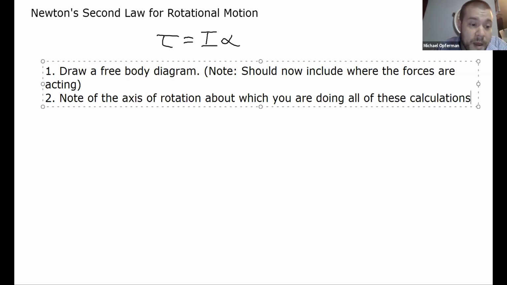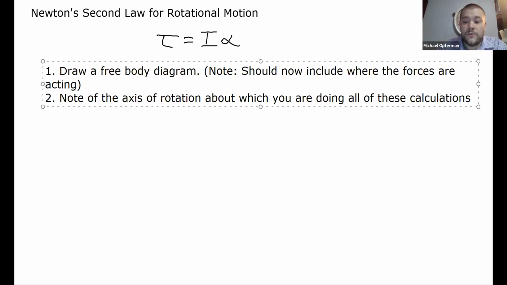Because, remember, the axis of rotation is important for calculating moment of inertia, it's important for calculating torque, and of course the concept of alpha doesn't make any sense without an axis of rotation either. So make sure you know where your axis of rotation is located. I like to mark that with an X in the picture.